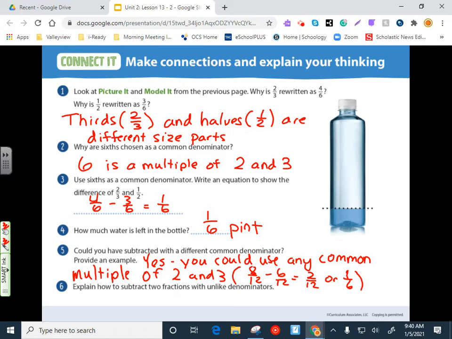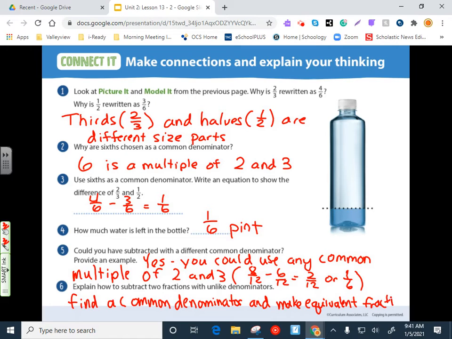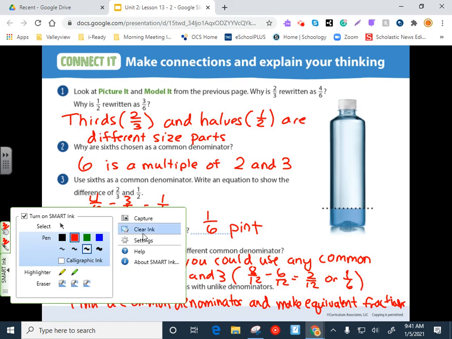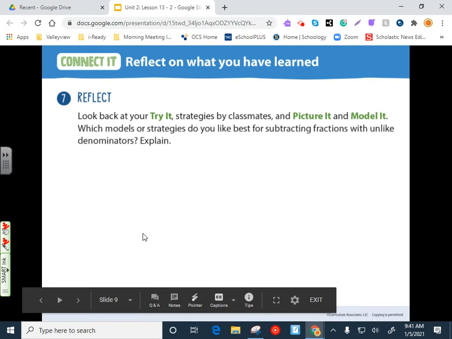Explain how to subtract two fractions with unlike denominators. First step is find a common denominator, and make equivalent fractions. Again, stuff we've been doing, gosh, for the past month. Equivalent fractions. All right. So that is just your basic how-to with both adding and subtracting fractions, by the way. It all applies. This next one, yeah, we'll skip this one.